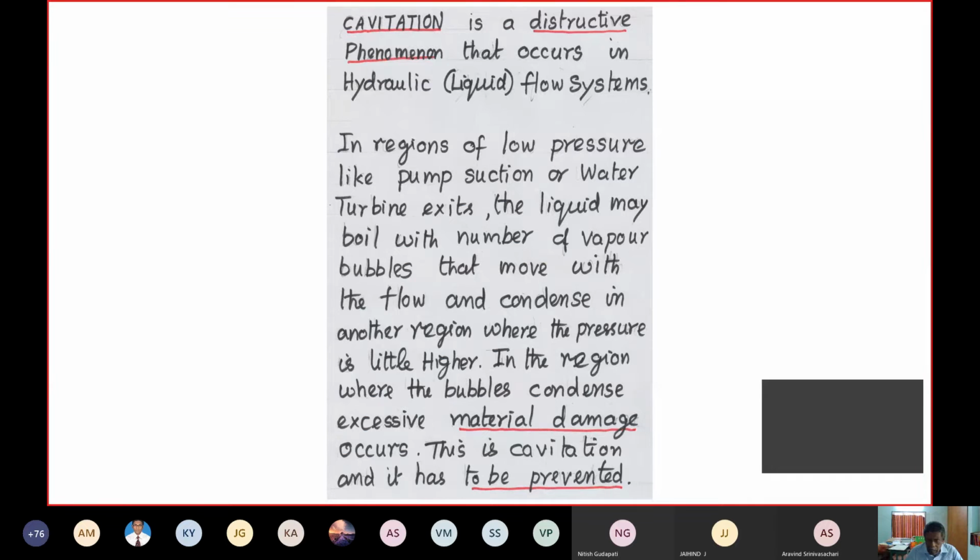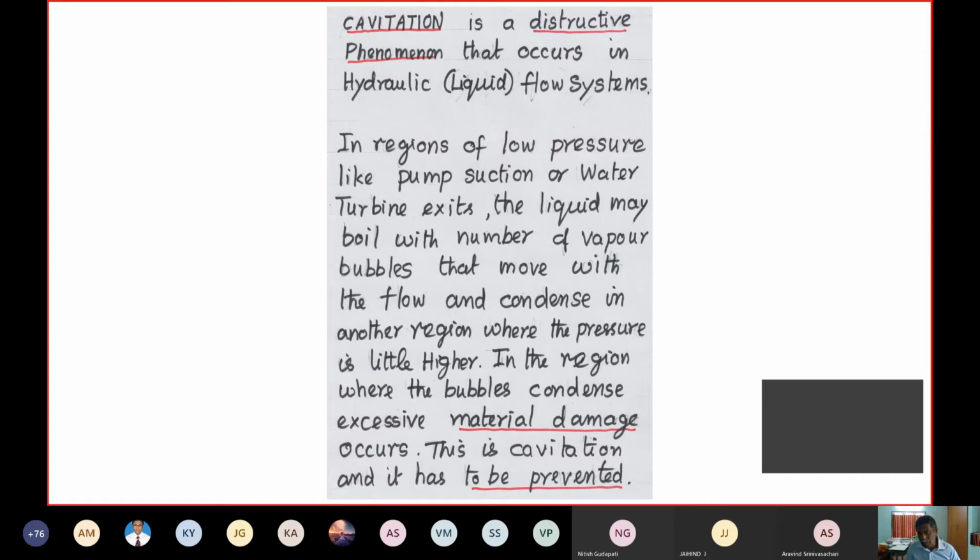Then sometimes people manage cavitation by providing materials that can withstand the attack of the cavitation. So different materials are there which will give a long life even if there is cavitation. People also discuss whether cavitation is something chemical corrosive action or it is purely mechanical. So this place where the bubbles condense, we say that the bubbles implode. The word implode is used.